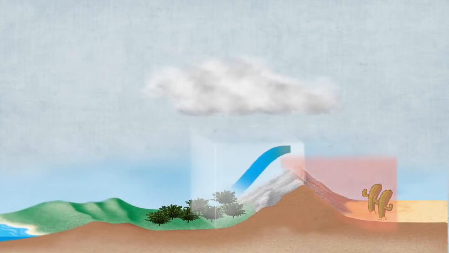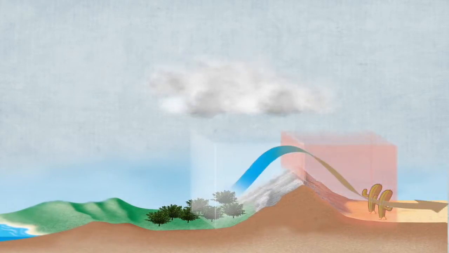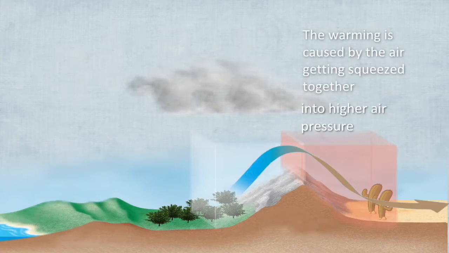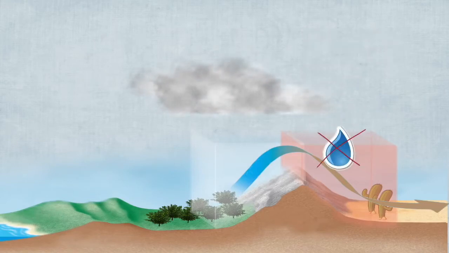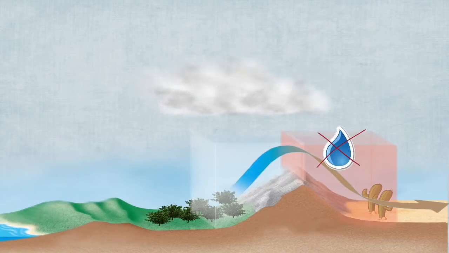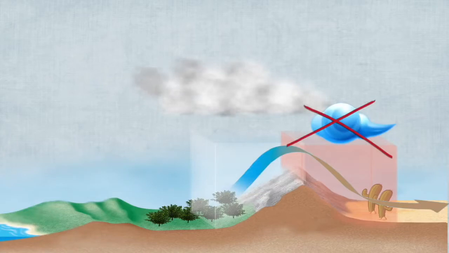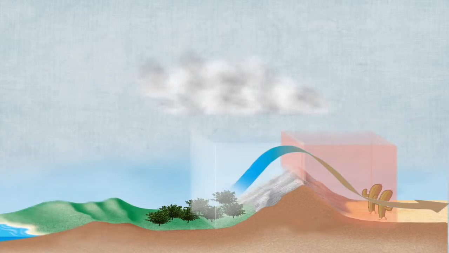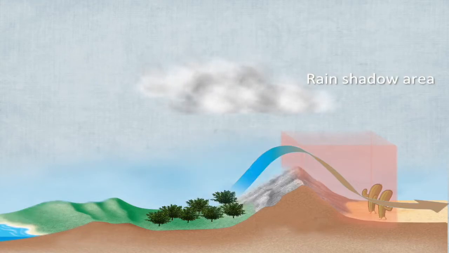As air flows down the other side, or the lee side of the mountain, it starts to warm. The warming is caused by the air getting squeezed together as it moves downward into higher air pressure. Warmer air can hold more water vapor, so condensation does not occur when air is sinking. If there is no condensation, there are no clouds, and therefore no rainfall. Dry or desert conditions prevail on the lee side and are known as the rain shadow area.